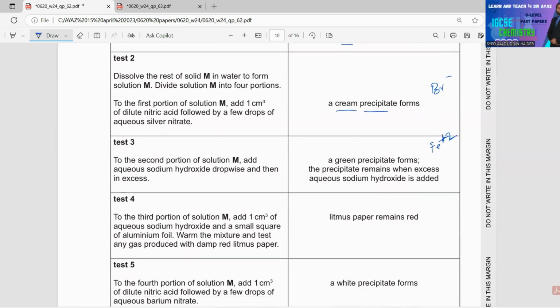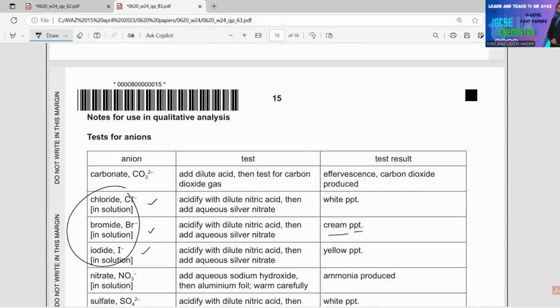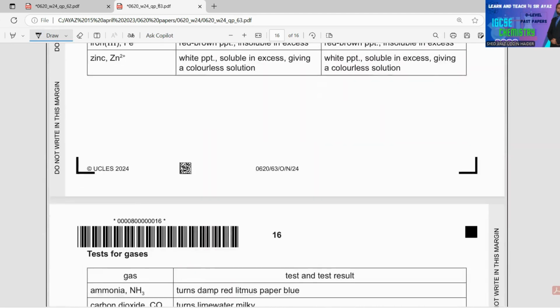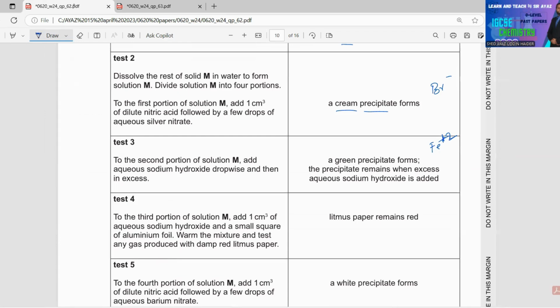To the third portion of solution M, add 1 centimeter cube of aqueous sodium hydroxide and a small square of aluminum foil. Warm the mixture and test any gas produced with damp red litmus paper. Litmus paper remains red. Now this is a test for the anion, which is nitrate. Here you perform the test for the presence of nitrate and the gas produced is ammonia. If you test the ammonia gas, it has to turn red litmus paper blue. So NO3- must be absent. You write NO3- absent.